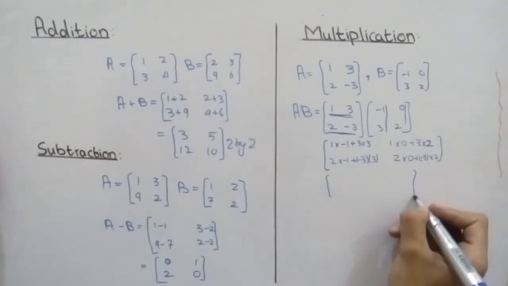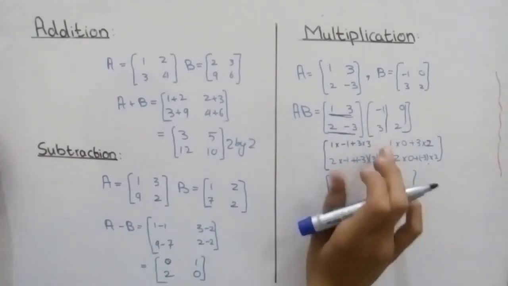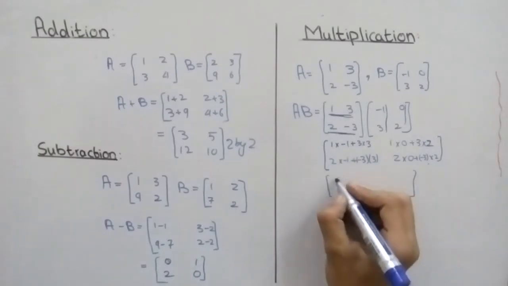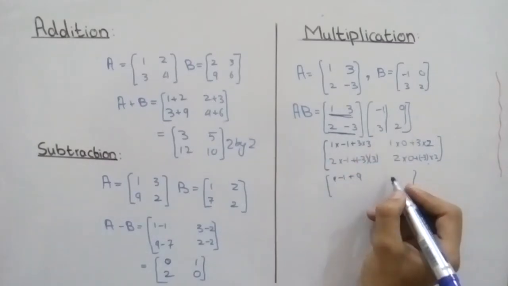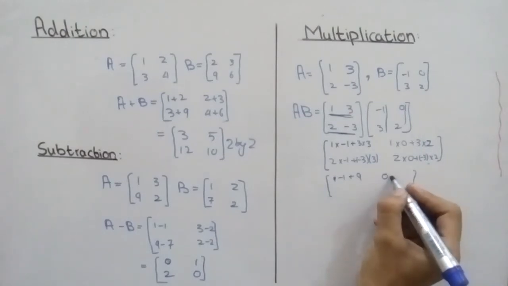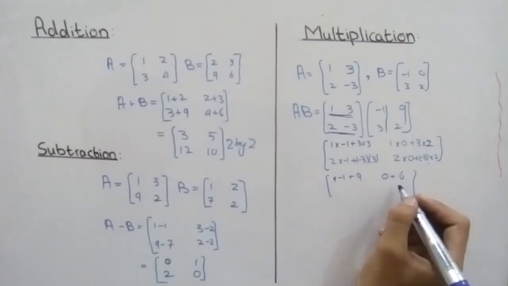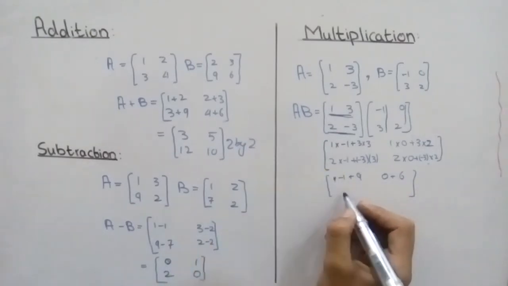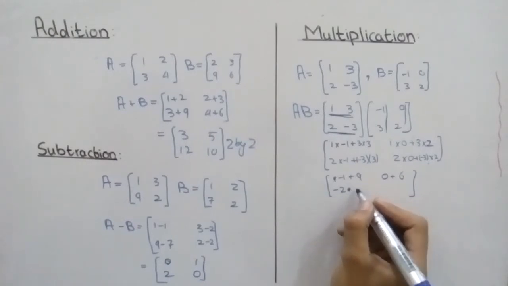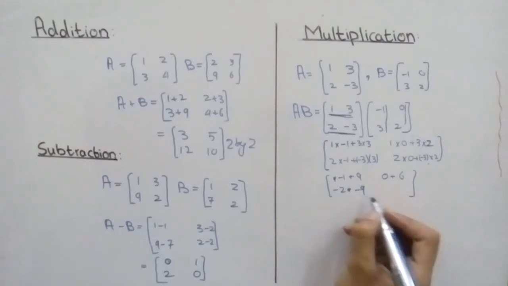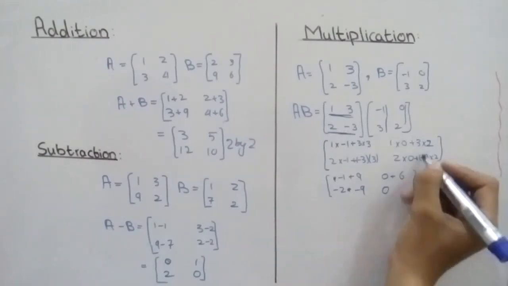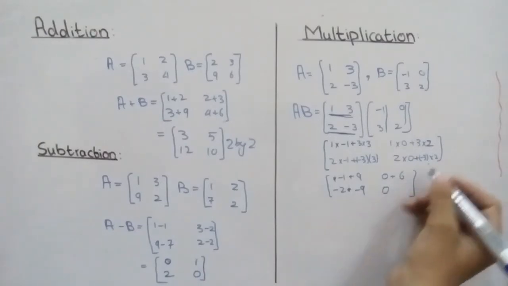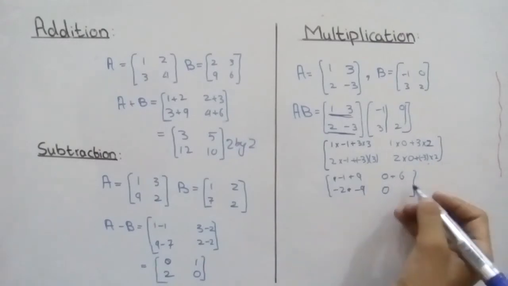I will simplify this. 1 multiplied by minus 1 is equal to minus 1, and 3 multiplied by 3 is equal to 9. 1 multiplied by 0 is equal to 0, plus 3 multiplied by 2 is equal to 6. 2 multiplied by minus 1 is equal to minus 2, plus minus 3 multiplied by 3 is equal to minus 9. 2 multiplied by 0 is equal to 0, plus minus 3 multiplied by 2 is equal to minus 6.